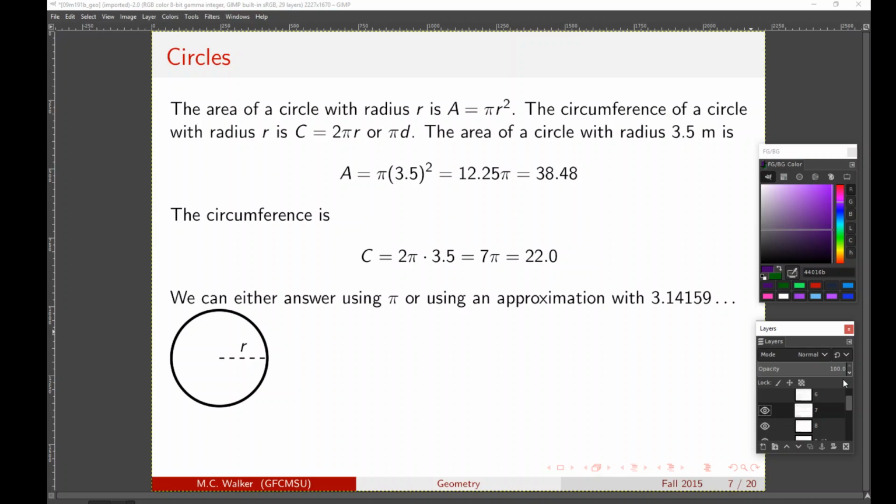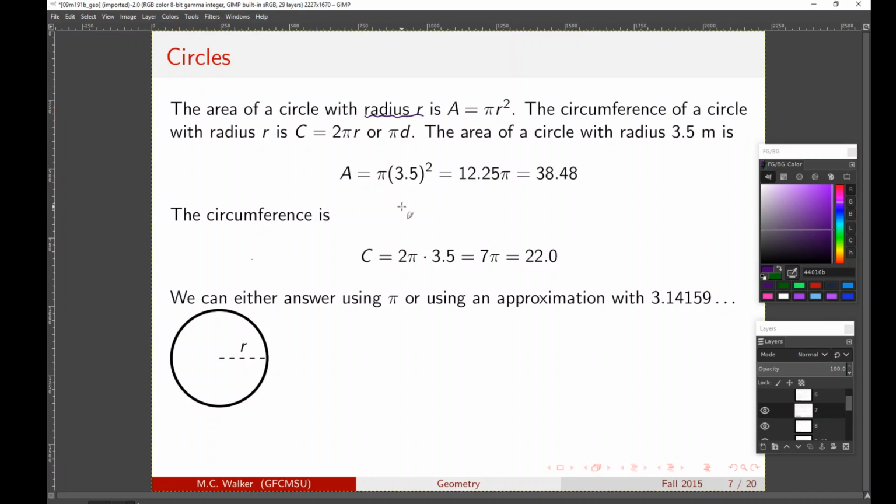Hey everyone, let's take a look at circles. So a circle is the set of all points whose distance from a central point is the same. That distance is called the radius.